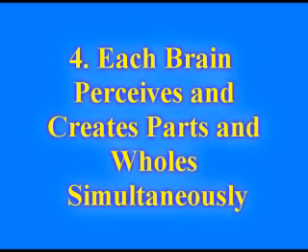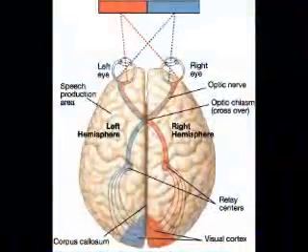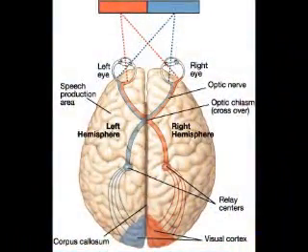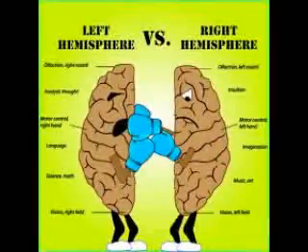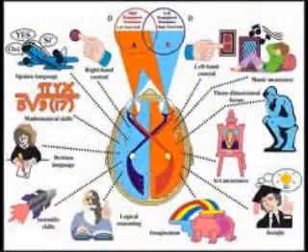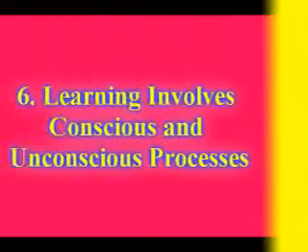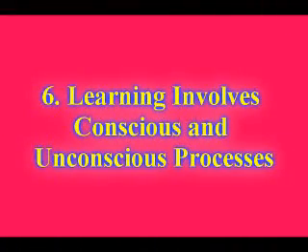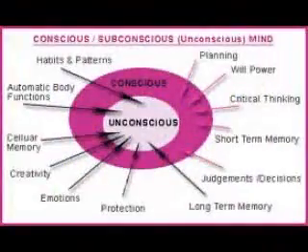Every brain simultaneously perceives and creates parts and wholes. Moreover, the two brain hemispheres reduce information into parts and perceive holistically at the same time. Number 6. Learning always involves conscious and unconscious processes.